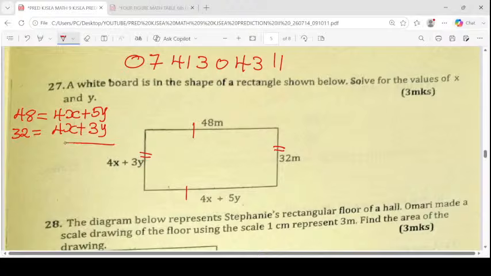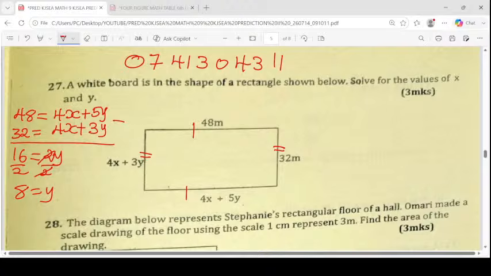I can see I can eliminate x directly by subtracting. When I subtract 48 minus 32, this is 16, which will be equal to 4x minus 4x, which becomes 0, and 5y minus 3y, which will be 2y. So if 16 is equal to 2y, to get the value of y, you divide here by 2, also here by 2. 2 and 2 cancel. 16 divided by 2, you get 8 is equal to y. So the value of y is 8.